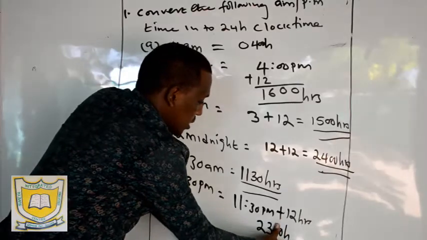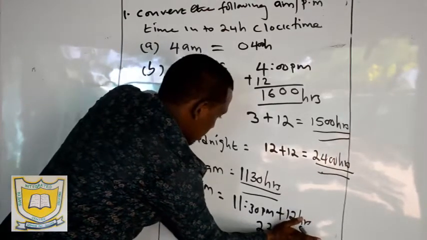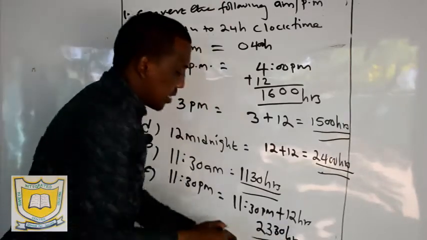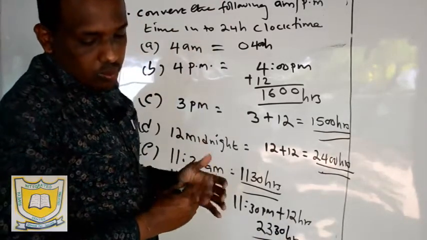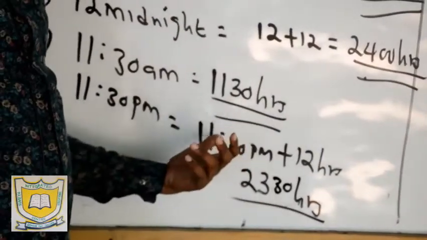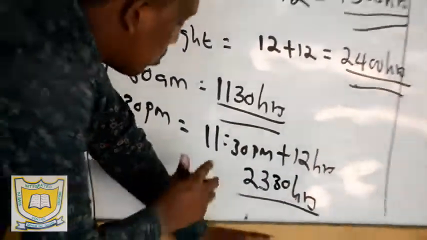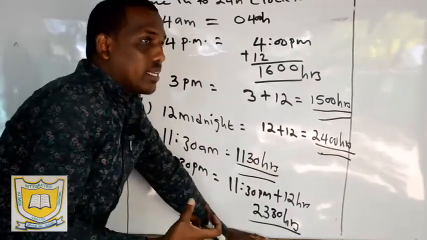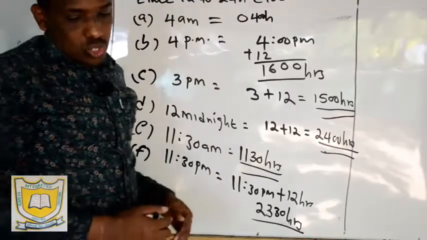It will become 23:30 hours. That's how we change. When it is PM, plus 12. When it is AM and it is less than 10, we add 0. So that's how we do it.